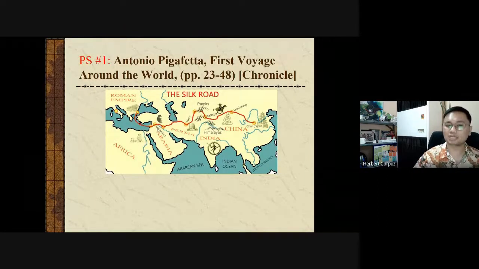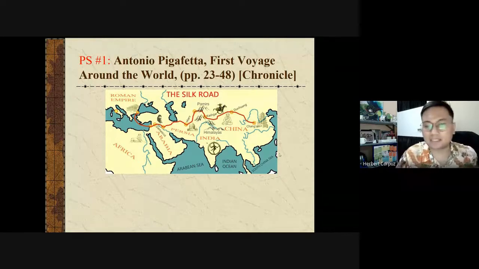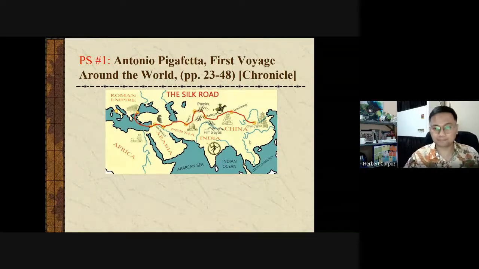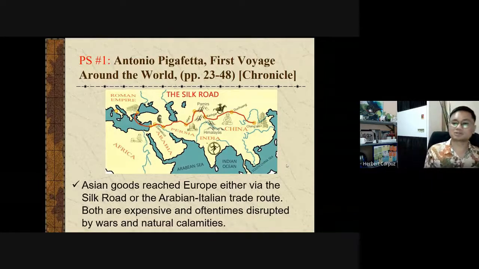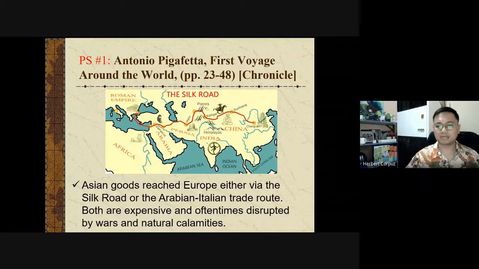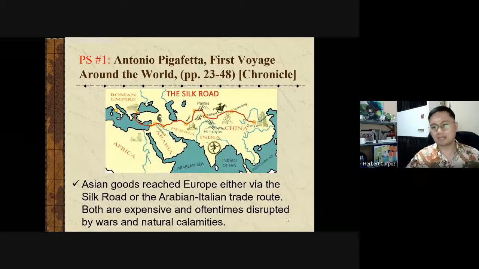Okay? Ito yung route na ginagamit ng mga explorers, okay, when they are to look for or transport silk, and at the same time looking for spices in Asia. Okay, Asian goods reach Europe either via the Silk Road or the Arabian-Italian trade route. Both are expensive and oftentimes disrupted by wars and natural calamities.